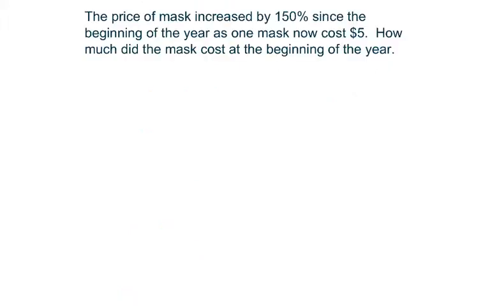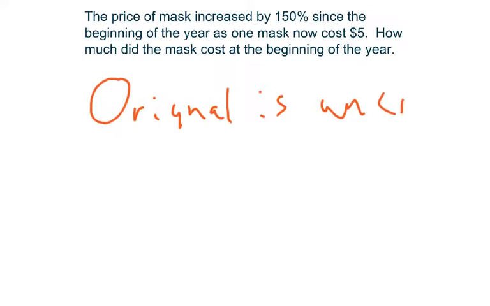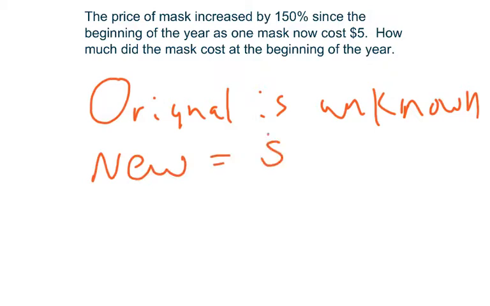The price of a mask increased by 150% since the beginning of the year, as one of the masks now costs $5. How much did the mask cost at the beginning of the year? So the original amount is unknown. The new amount is $5.